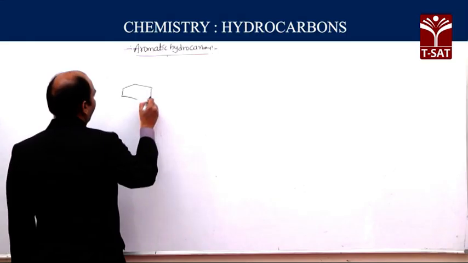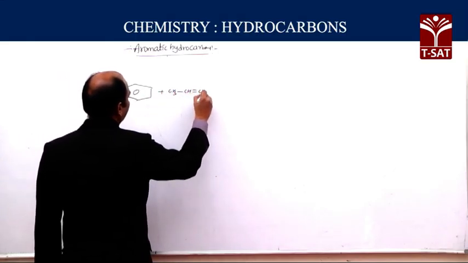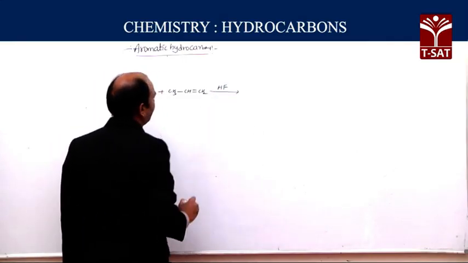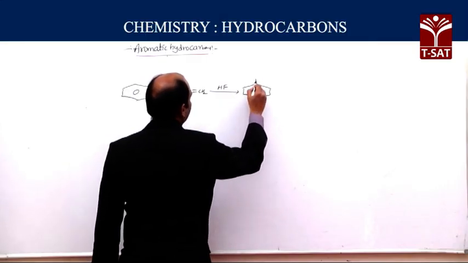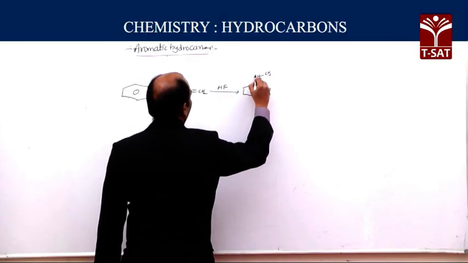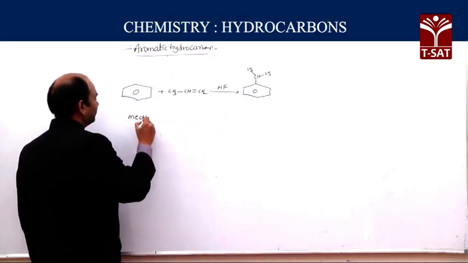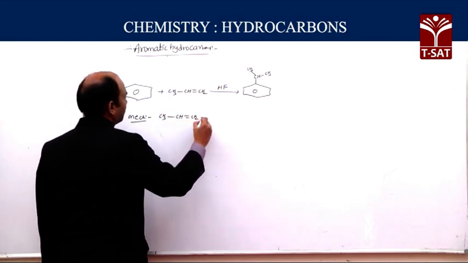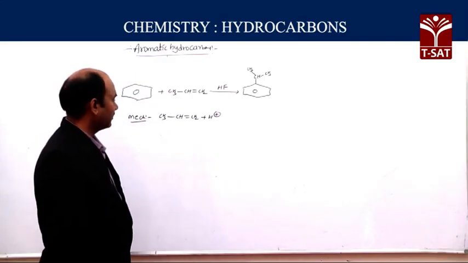this is benzene. It is treated with CH3 CH double bond CH2 in the presence of HF. What happens? We get isopropyl benzene. In this mechanism, CH3 CH double bond CH2 plus H plus. Where is it coming from? HF gives H plus.